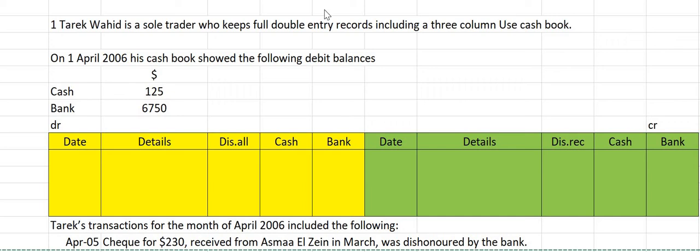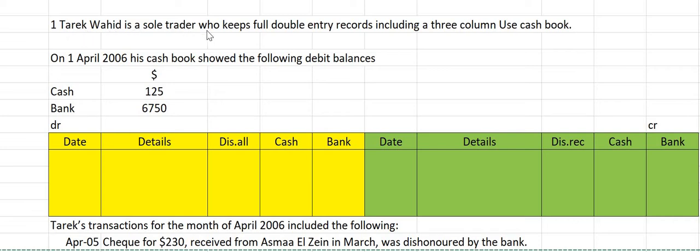We are preparing a 3-column cash book, which includes date, details, discount allowed, cash and bank on the debit side, and on the credit side, date, details, discount received, cash and bank. So whatever we receive, we enter on the debit side, the yellow side. Whatever we pay, we enter on the credit side, the green side. Okay. Now here, this is a past paper question.